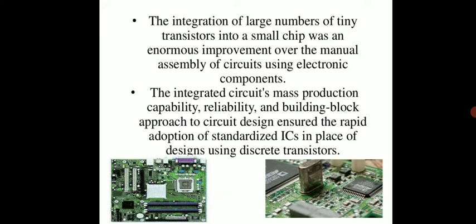The integration of a large number of tiny transistors into a small chip was an enormous improvement over the manual assembly of circuits using electronic components. The integrated circuit's mass production capability, reliability, and building block approach to circuit design ensured the rapid adoption of standardized ICs in place of designs using discrete transistors.